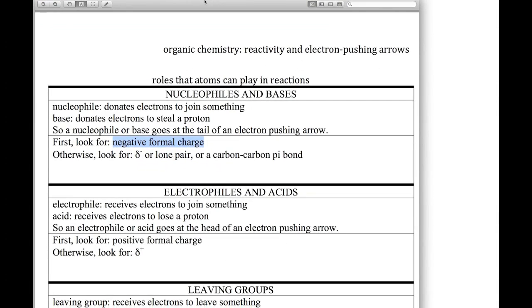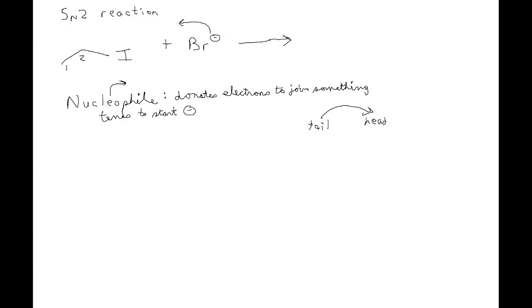What would you do if there was nobody with a negative charge? Well, then you would look for a partial negative charge or a lone pair. Those are the ones that we'd probably be working at now. It turns out that nucleophiles are very similar to bases, so a lot of the things for bases are also true, so we'll probably keep referring to that.